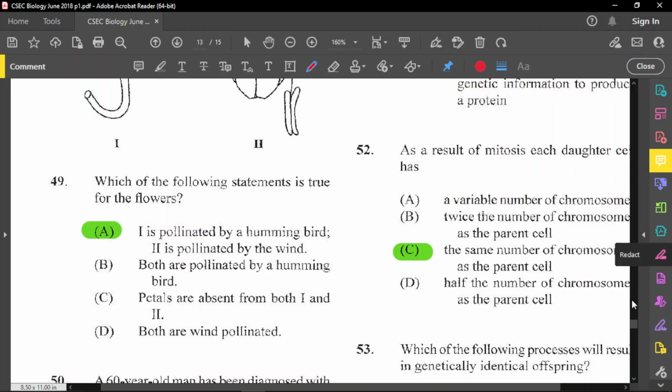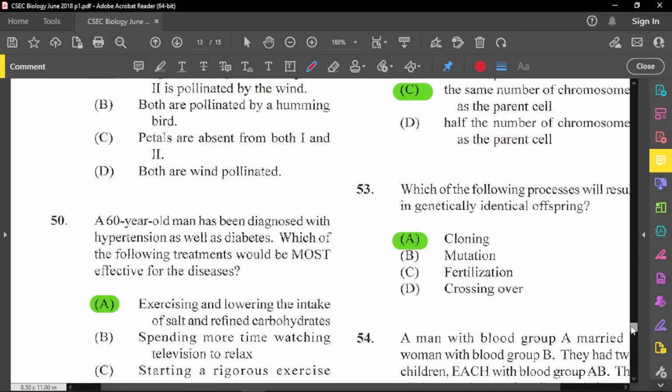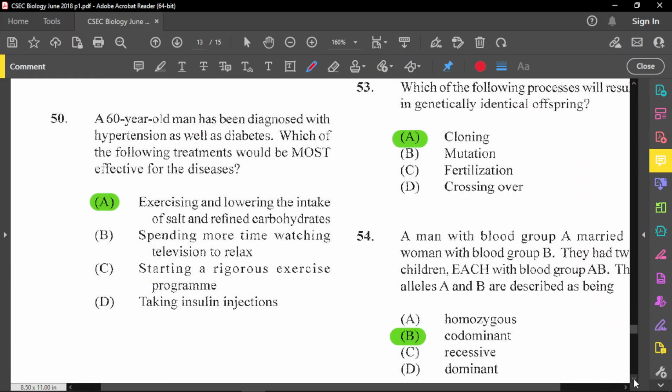All right, number 50, and we're almost there. Now, 50. A 60-year-old man has been diagnosed with hypertension as well as diabetes. It said, which of the following treatments would be most effective for the diseases? And so let me slide down and let's look properly. I'm doing too many things at the same time. All right. And so A is the correct option right here.